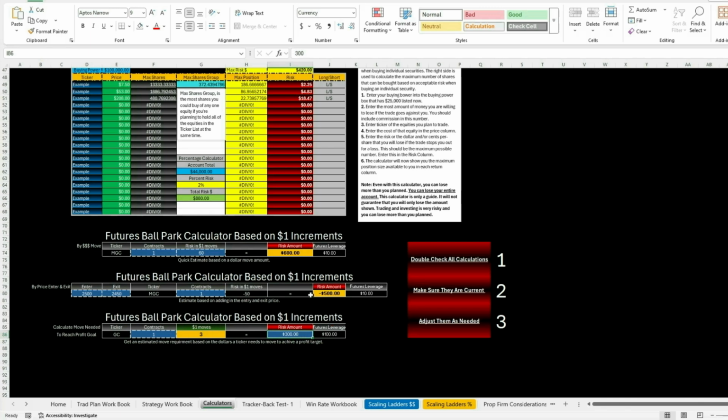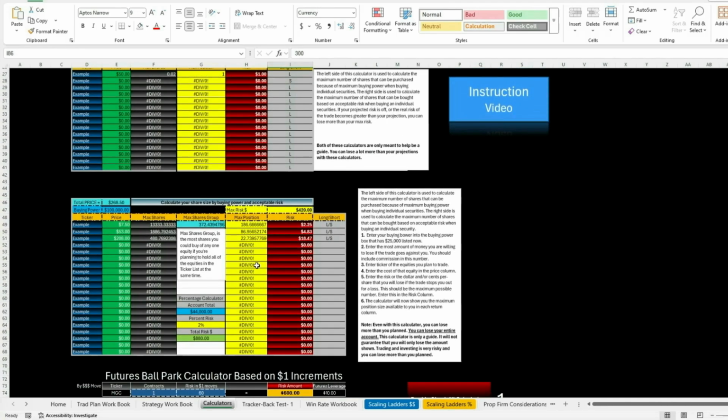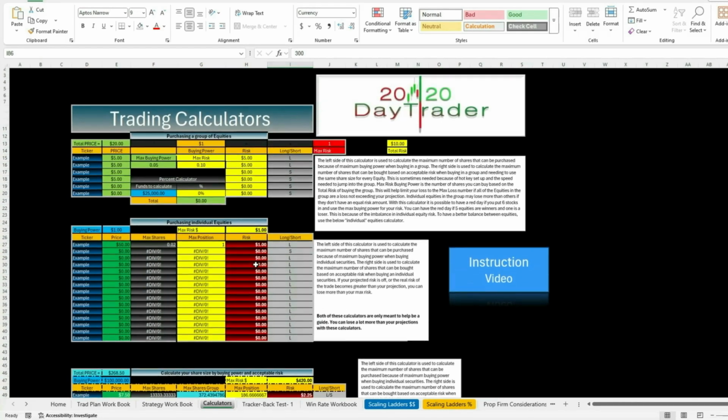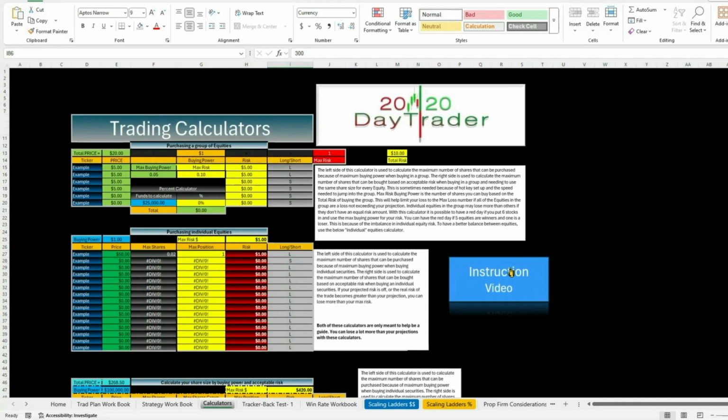So really cool calculator here for the futures market, but additional calculators for other equities, swing trading, day trading, and stuff like that. And again, with instruction videos to show me how to use it. All right, so now that I filled out all the information in the trade plan workbook, that gave me all the data.